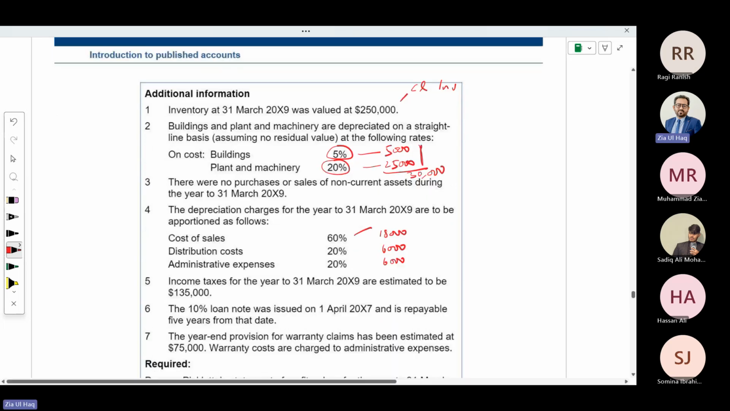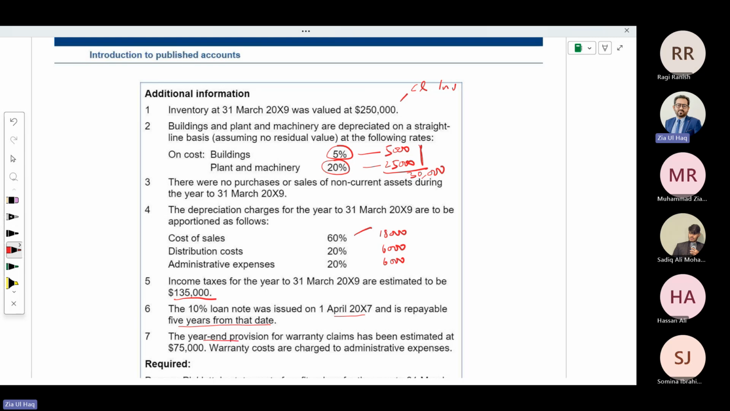Income tax for the year. The tax for the year is 135,000, which we need to record as a liability in current liabilities, tax payable, as well as income tax for the year. And the 10% loan was issued on 1st April 20X7 and is repayable 5 years from that date. This means the loan amount will be recorded as a non-current liability, long-term loan.